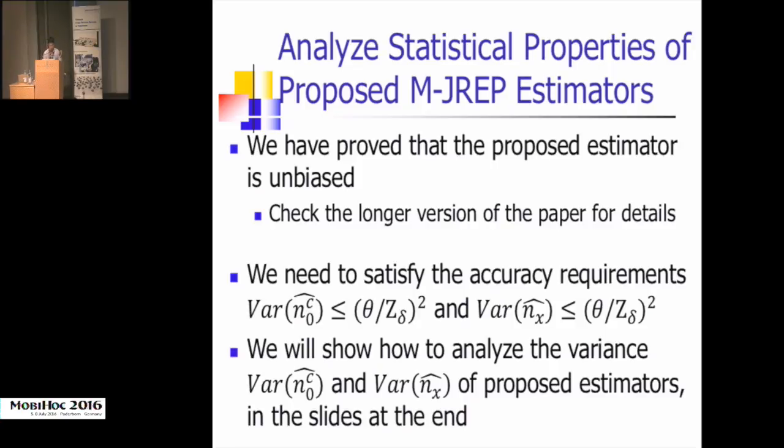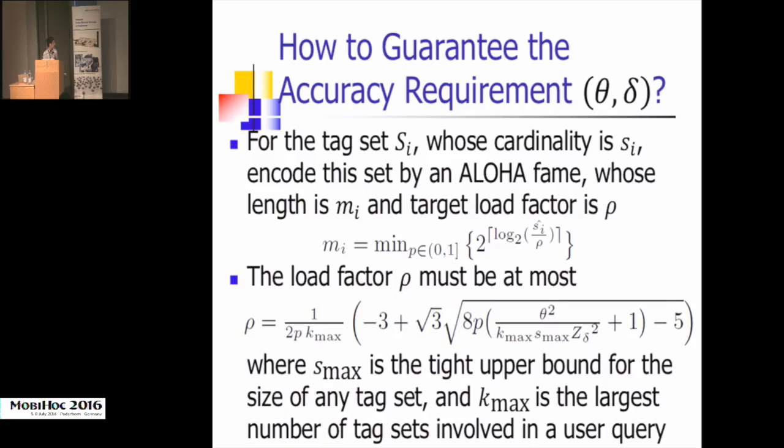A significant proportion of our paper is devoted to analyzing the statistical properties of our estimators. We have proved that our estimator is unbiased. We also need to satisfy the previous accuracy constraint, and we convert that constraint about absolute estimation error into these two equations. We just bound the estimator variance. Later we will show how to analyze the variance.